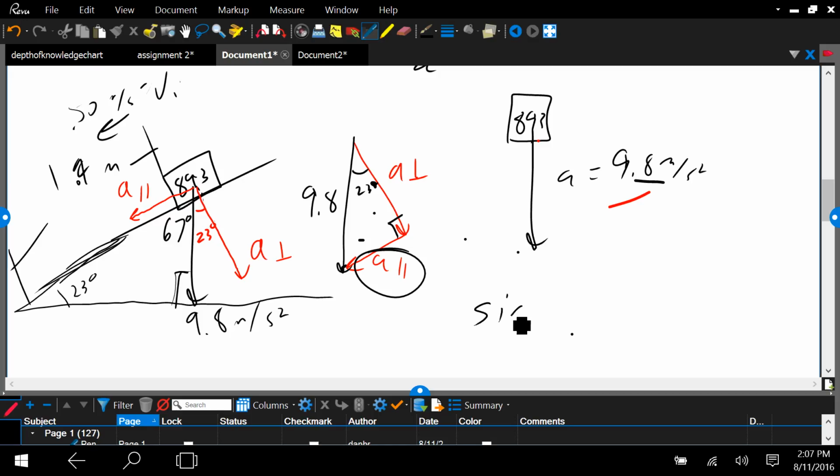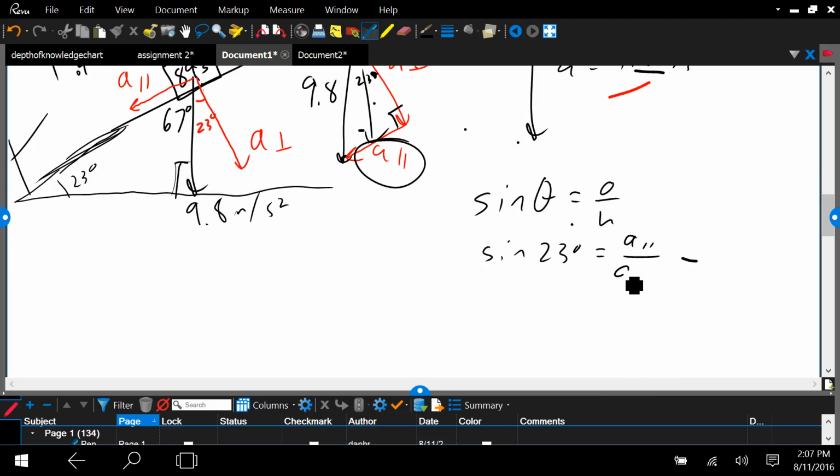And let me say that sine of theta, I'm choosing sine because A parallel is opposite of my 23-degree angle, right? So this is the opposite side, so I'm going to choose sine. So sine of theta is opposite over hypotenuse, or sine of 23 degrees is A parallel over 9.8 meters per second squared. And I can use this right here to solve for my A parallel and actually get a number out of it.